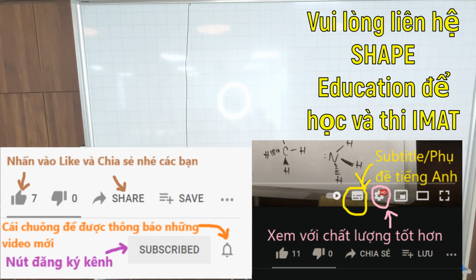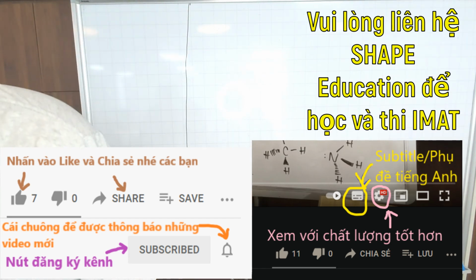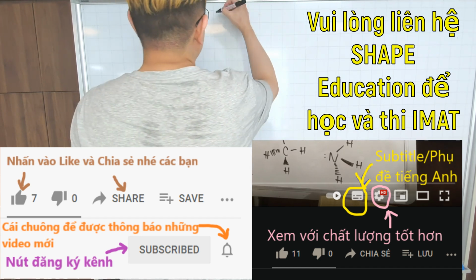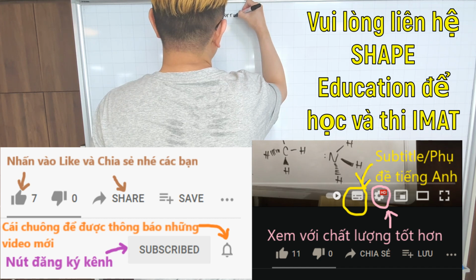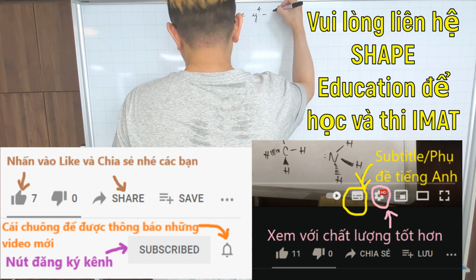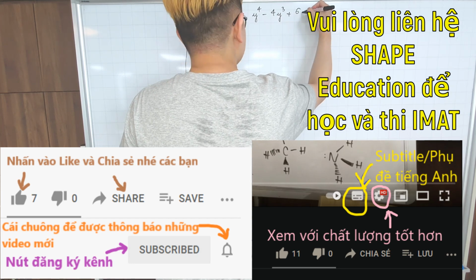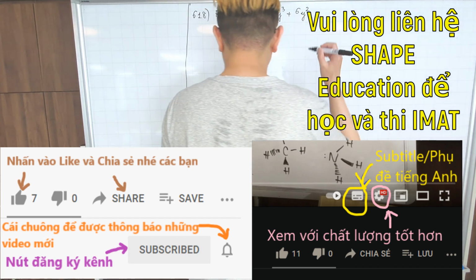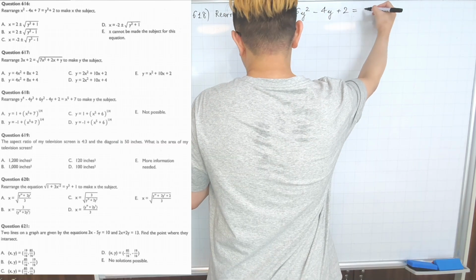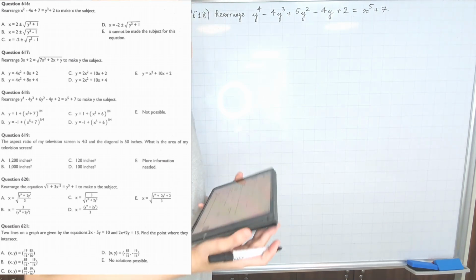Okay. Alright, so today we'll solve some math questions. Let's do question 618. You are asked to rearrange this one. You have to rearrange y to the power 4 minus 4y to the power 3 plus 6y to the power 2 minus 4y plus 2 equal to x to the power 5 plus 7 to make y the subject.